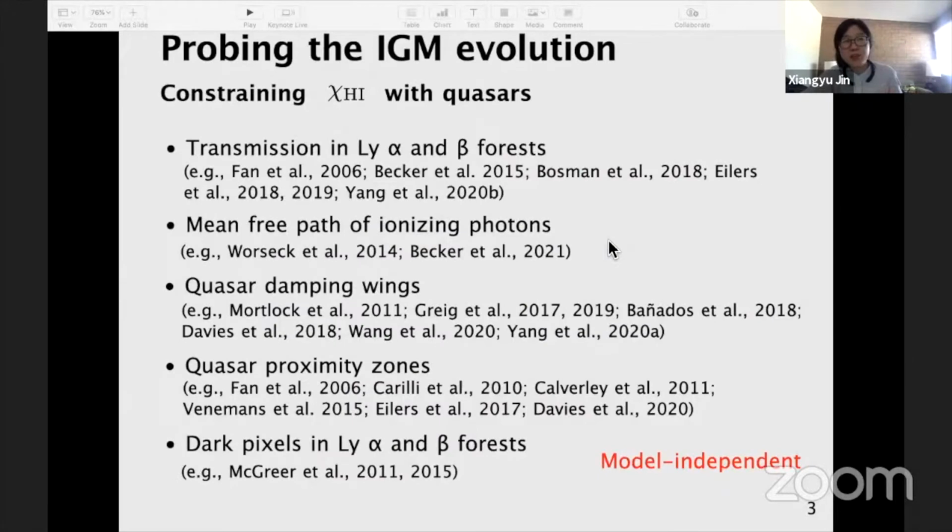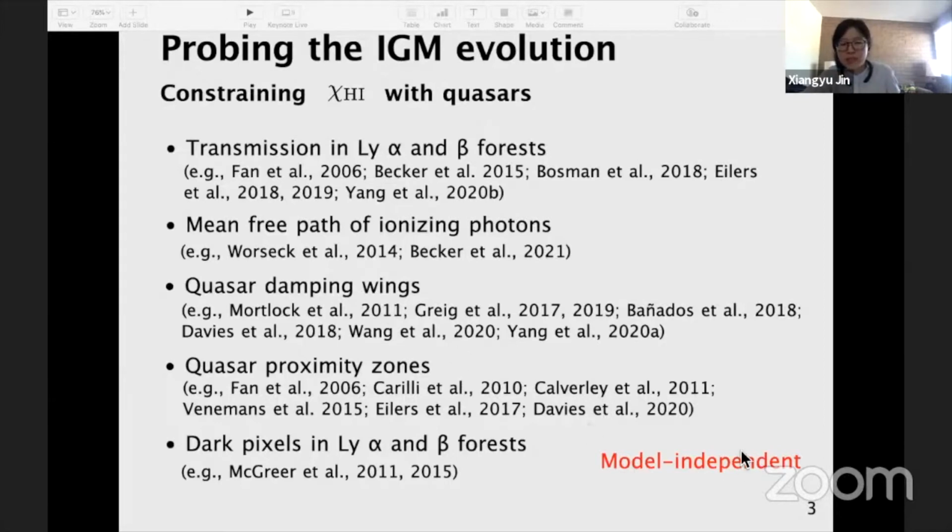There are several commonly used methods to probe the neutral hydrogen fraction with high-redshift quasars. For example, we can study the transmission spikes in the Lyman alpha and Lyman beta forest. The neutral hydrogen fraction can also be measured from the mean free path of ionizing photons. From individual quasars, it can be measured from the damping wing feature in the spectrum. The size of quasar proximity zones can also be used. But all four of these methods are more or less model dependent, relying on the IGM model, the quasar intrinsic spectra, or the quasar lifetime.